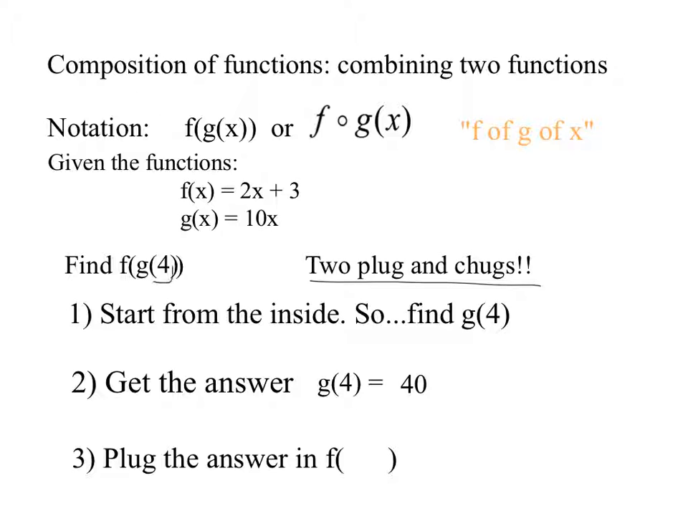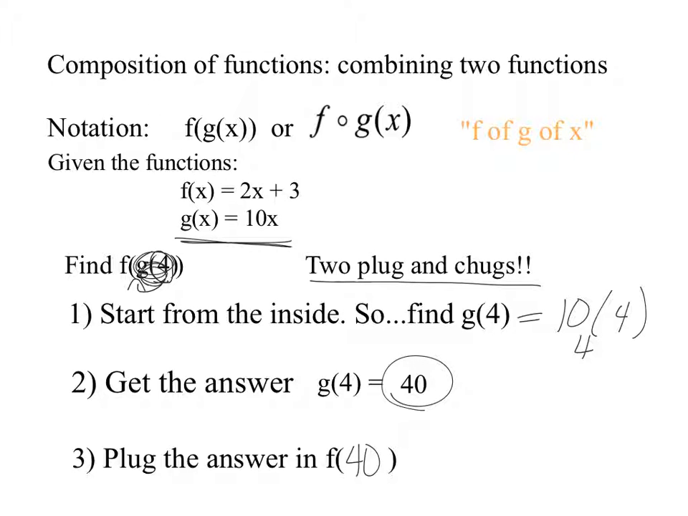So you always start closest to the number. What letter is closest to the number? Well, that's g. So you start with g of 4. So 10 times 4, there's g of 4. I'm simply plugging 4 into g, and that gives me 40. So when I get 40, I have done this part already. So now I'm finding f of 40. So this is now the 40 part. f of 40, 2 times 40 plus 3, so that would be 83. So that's how you do it.